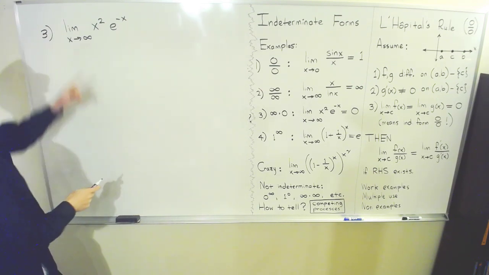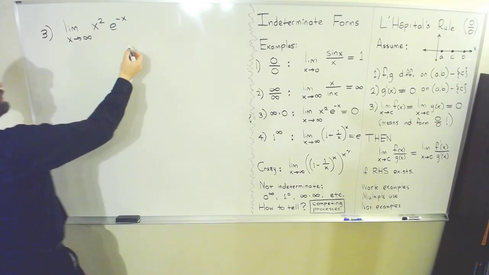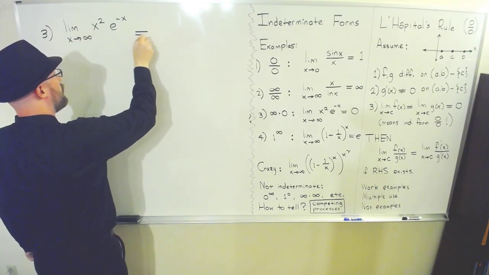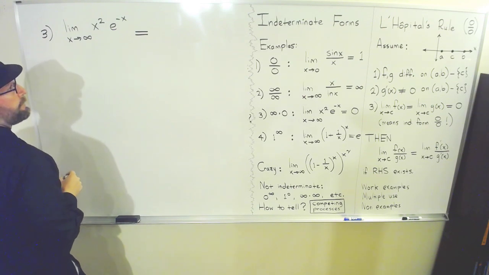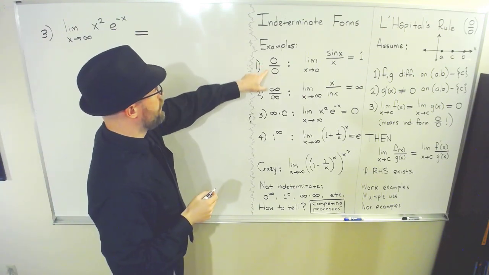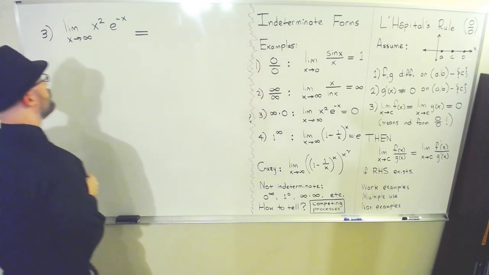But back to what I can do with this: I can write this as either a 0 over 0, or I can make it an infinity over infinity.